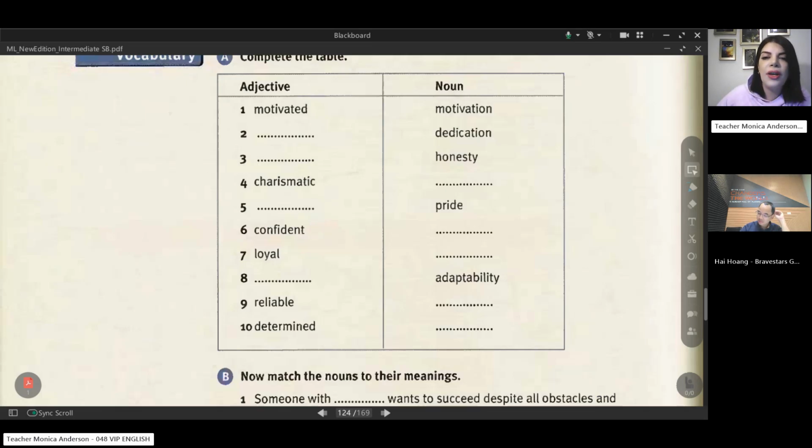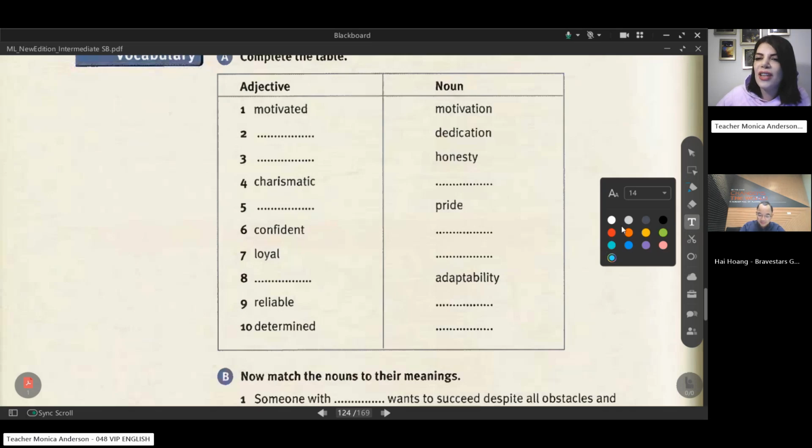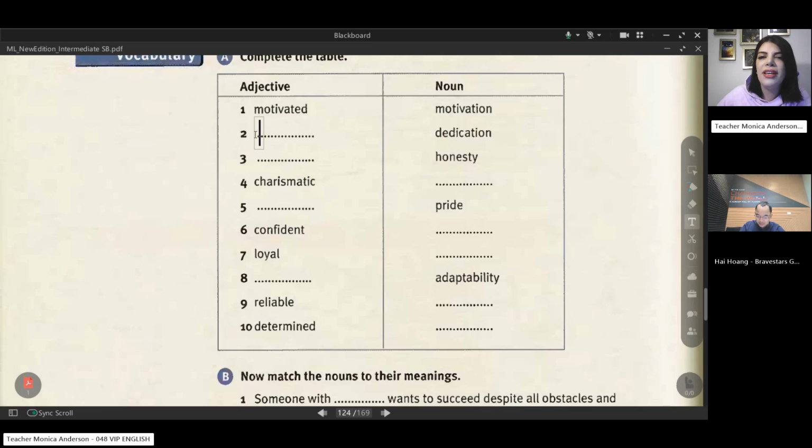Now, the second word is dedication. So what is the adjective for dedication? Dedicated. Yeah, of course, dedicated. That is actually really easy. Okay, normally we have ed form adjectives. It's not a rule, but normally we have ed adjectives for nouns that end in tion. So dedicated can be a good.